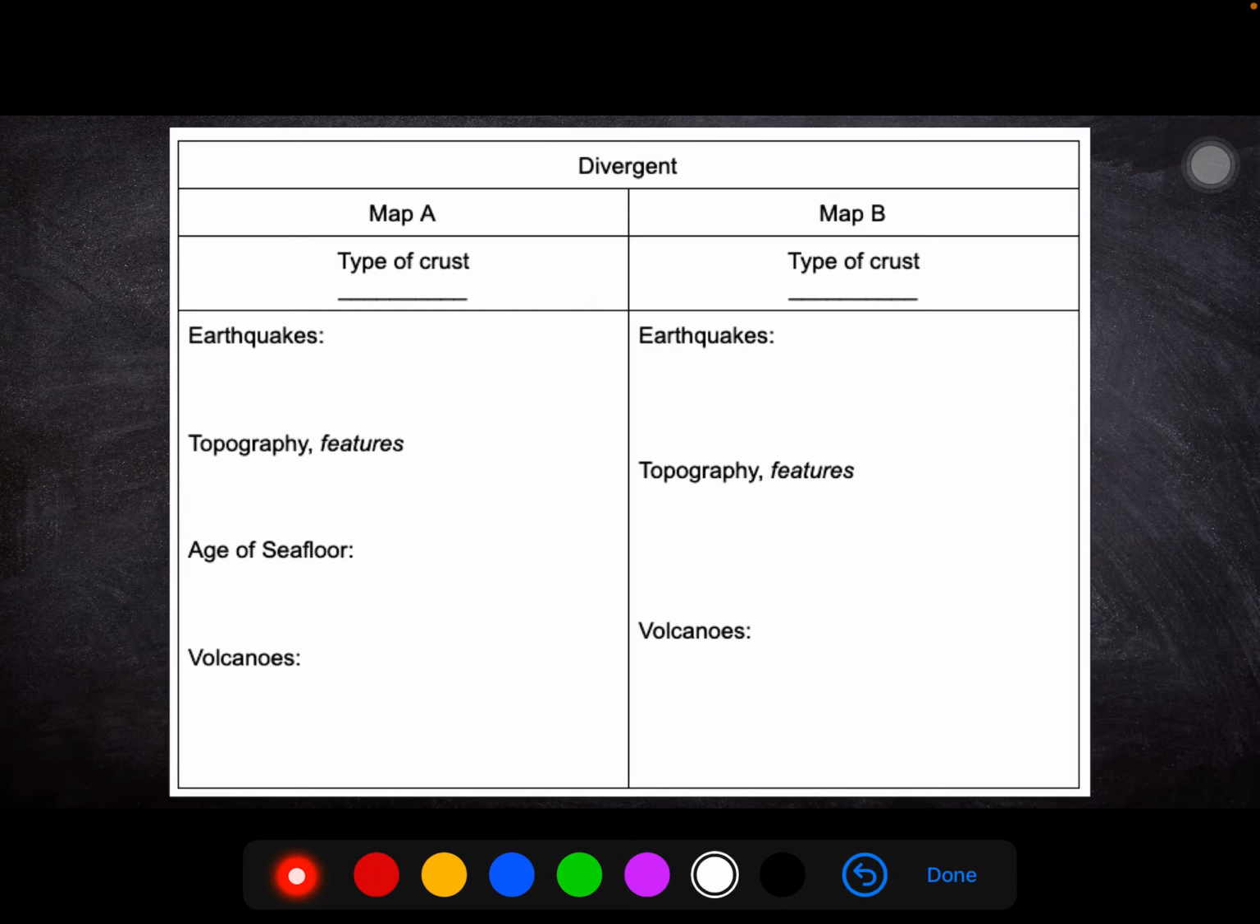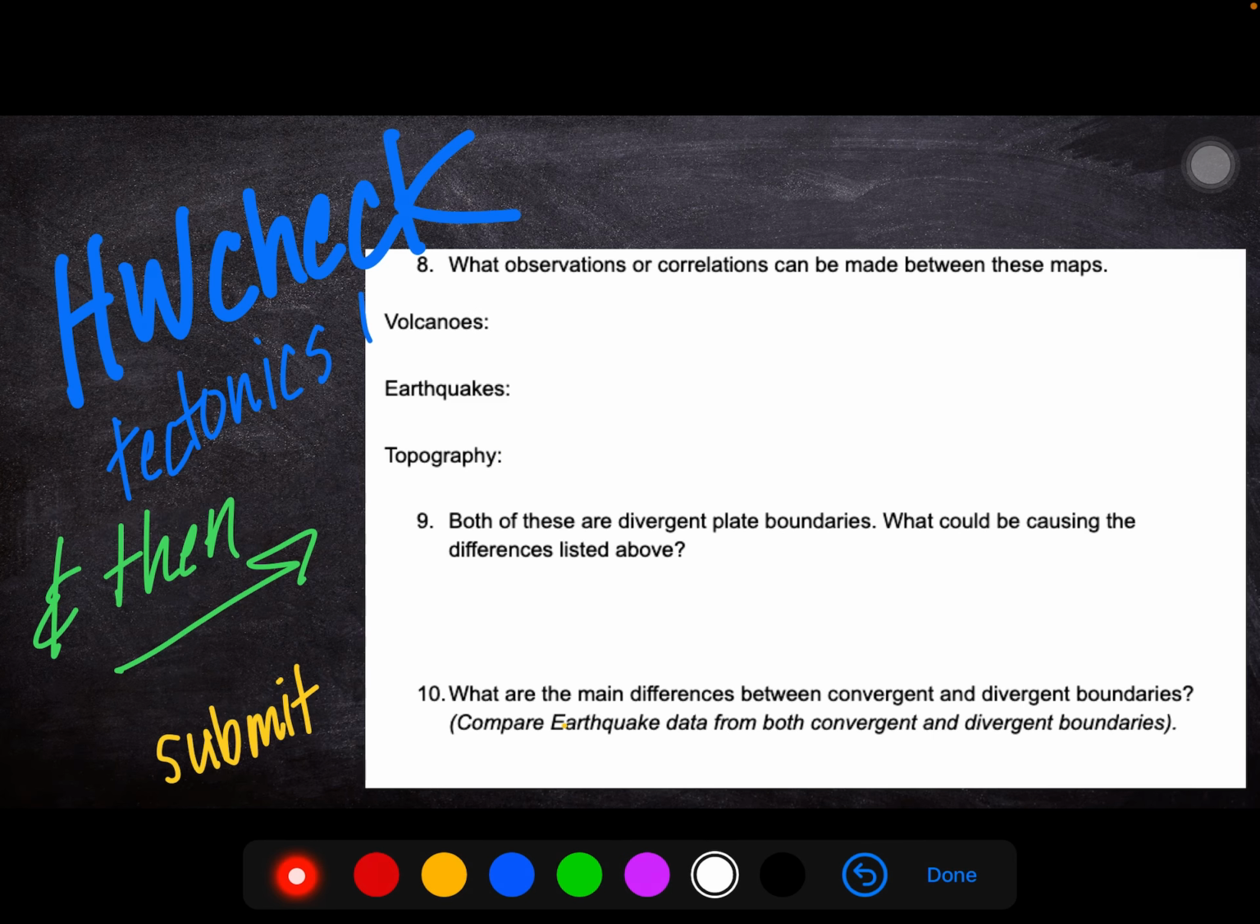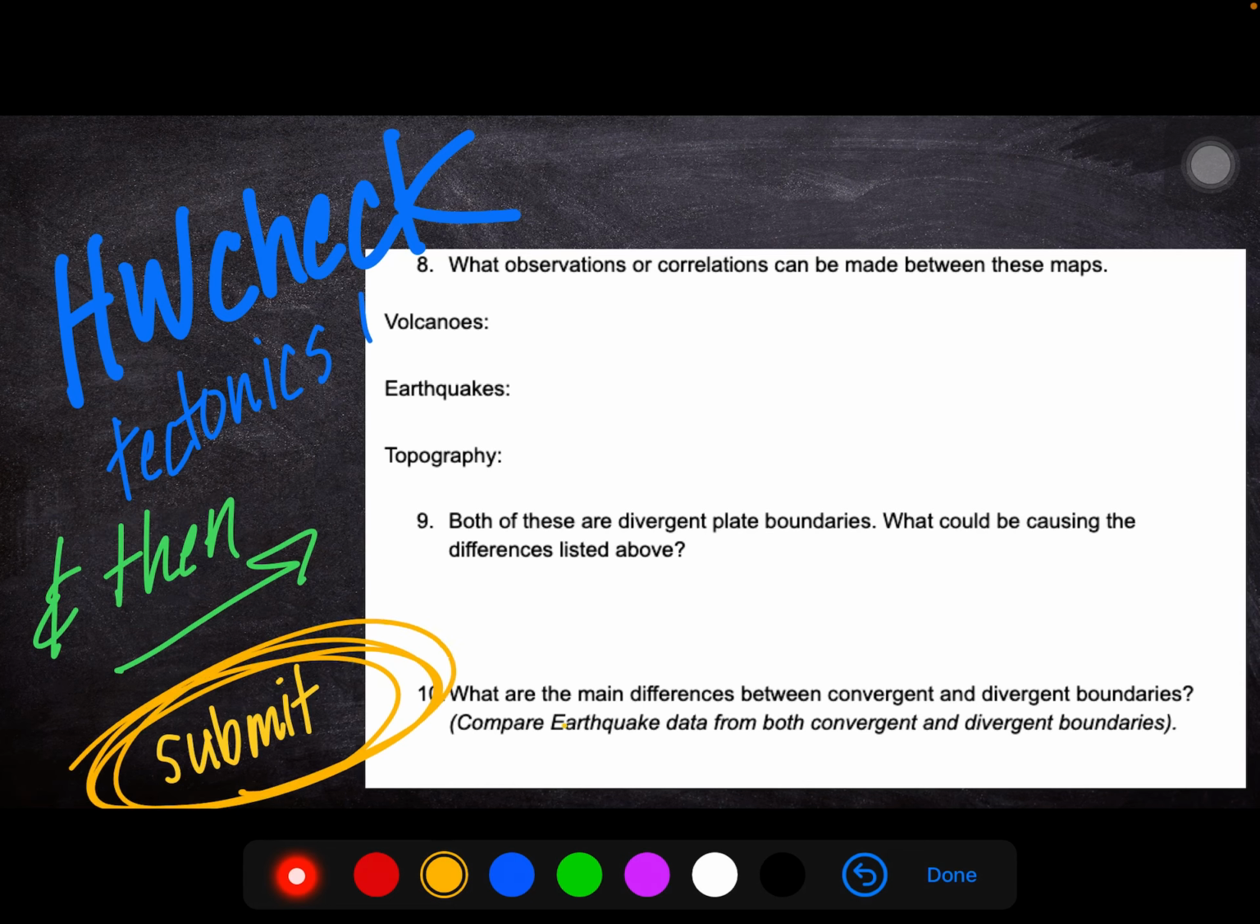So you should have your entire table completed. If you need to go back and pause at any of those points, feel free. You have just a few summary questions left, and then go ahead and get that submitted. All of this is guiding you for your first tectonic homework check. So make sure you have everything completed, fire that up, think carefully, and as always, message me your questions.